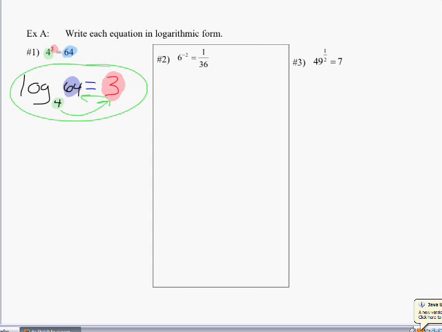Would someone like to do number 2 for us? I won't watch, I promise. All right, I might take a peek. Could you please start out with log, sir? So far, you're doing great. Using the correct words. Excellent.